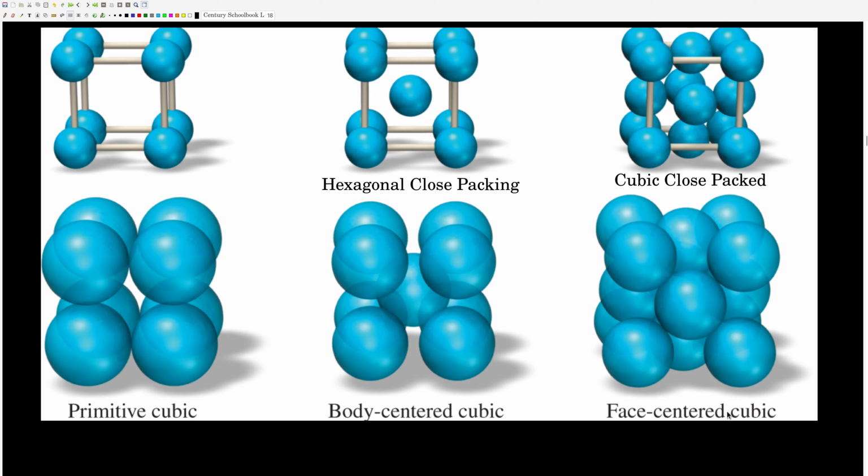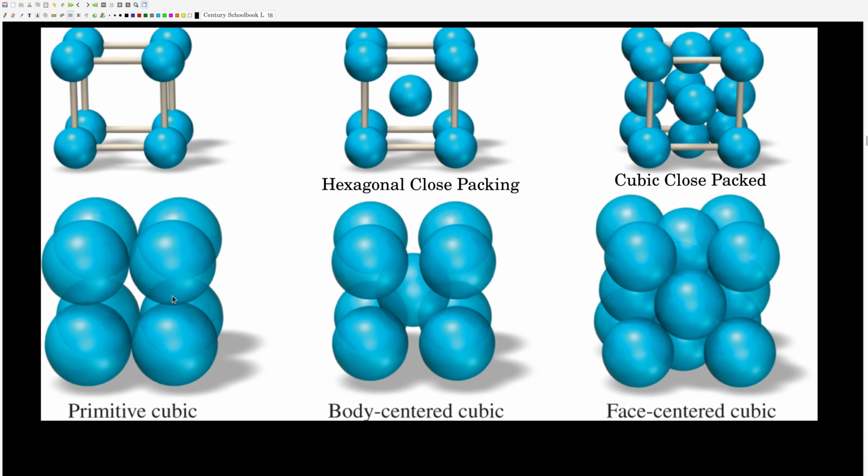In a face-centered cubic unit cell, what we have are 1 atom on each of the 8 corners, plus on each of the 6 faces, there's an atom that's half in this unit cell and half in an adjacent unit cell. Body-centered cubic unit cells have what's called hexagonal close packing, or they're hexagonal close packed. Face-centered cubic unit cells have what's called cubic close packing, or they're cubic close packed.